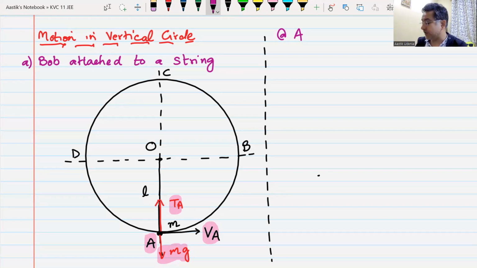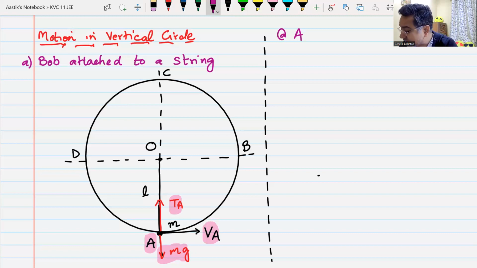Okay, so it is moving in a circular path. The first equation that I make is towards the center of the circle, and I find out what is the force acting towards the center of the circle. TA is acting towards the center. Mg is acting in the opposite direction.